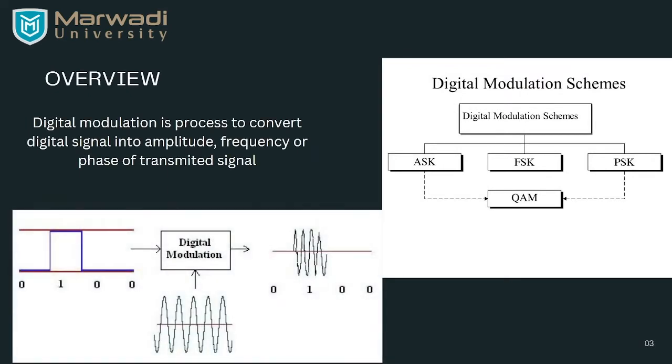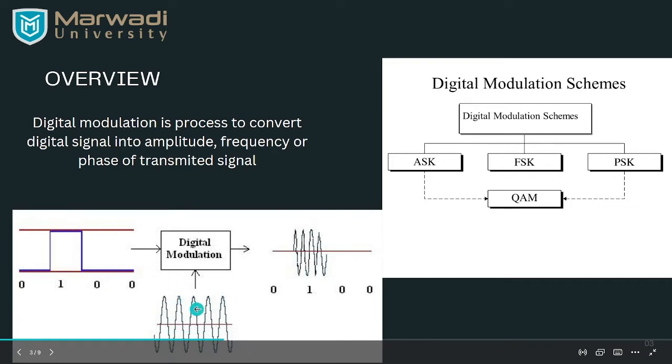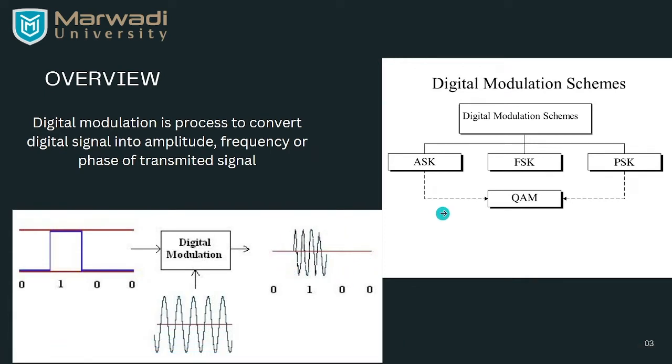So what is digital modulation? It is a process to convert a digital signal into a specific parameterized analog signal. Parameter means amplitude, frequency, or phase. As you can see in this image, this digital signal is transmitted over this carrier frequency, and as an output, we are getting an analog signal. So these are the three main techniques of digital modulation: amplitude shift keying, frequency shift keying, and phase shift keying. QAM means quadrature amplitude modulation, which is the combination of amplitude and phase modulation. About this, I will also tell you at the end.